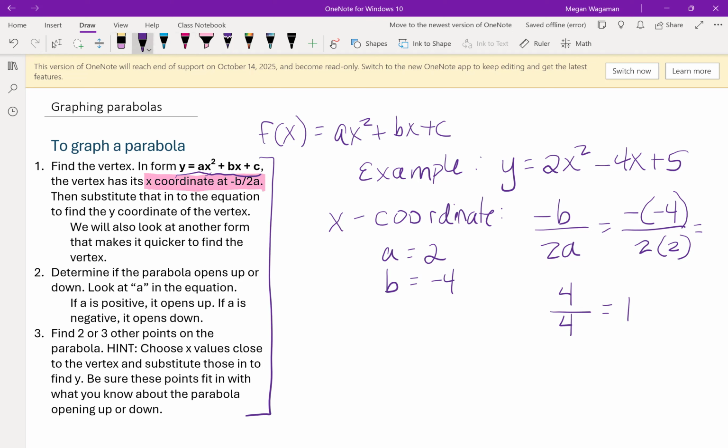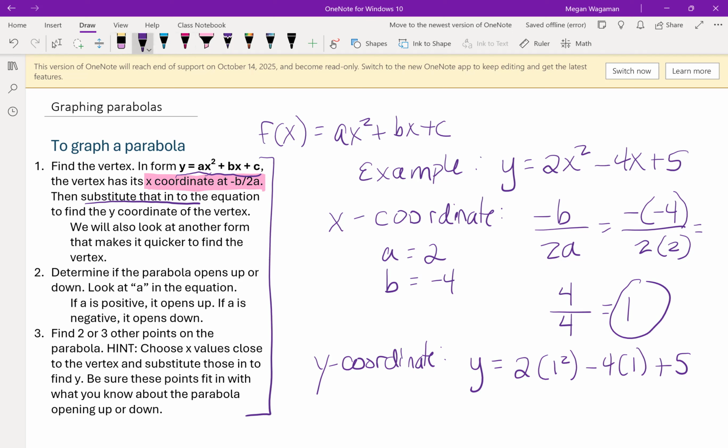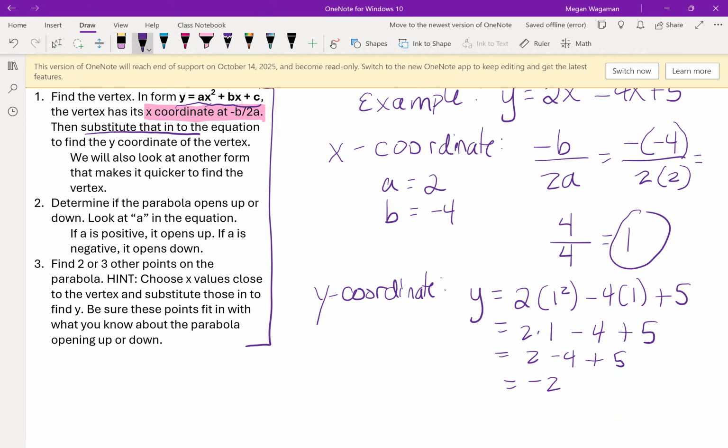And then we're going to substitute that in to figure out what the y is. I'm just going to circle that so we know our x. To find the y coordinate, we put that into the equation. So y has to equal 2 times x squared minus 4 times 1 plus 5. That's 2 times 1 minus 4 plus 5. 2 minus 4 plus 5 is negative 2 plus 5, which is equal to 3. So the y coordinate is 3, so our vertex is at 1 comma 3.